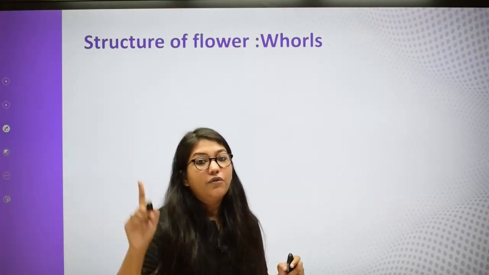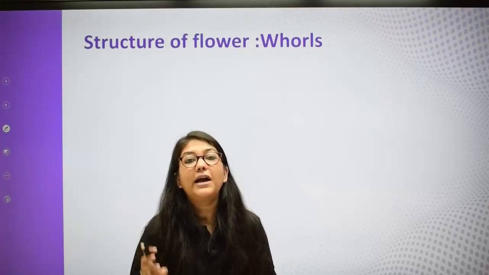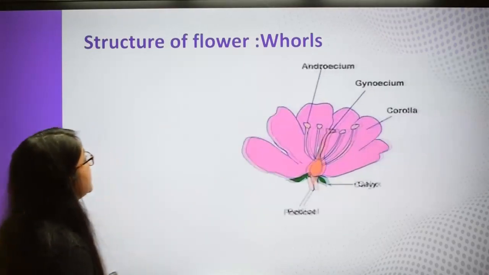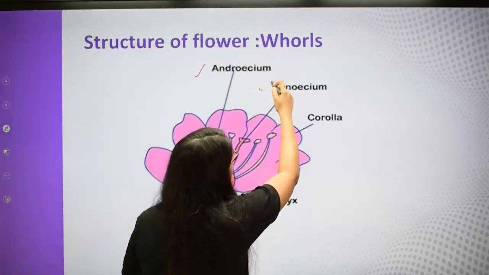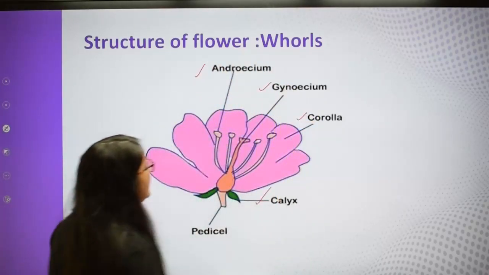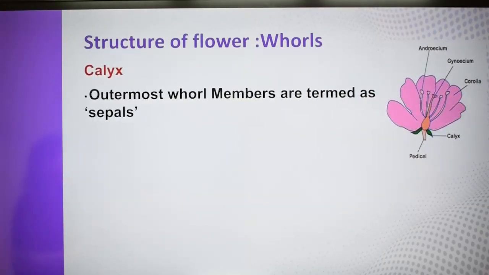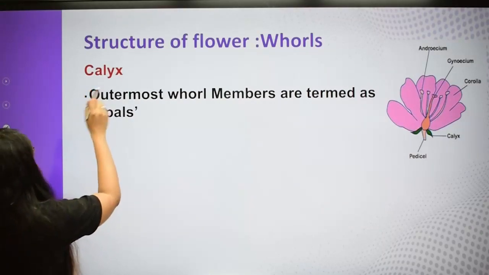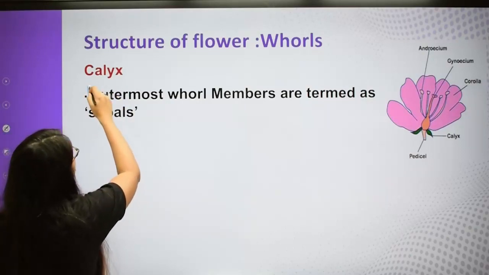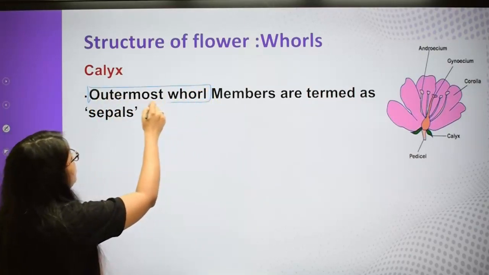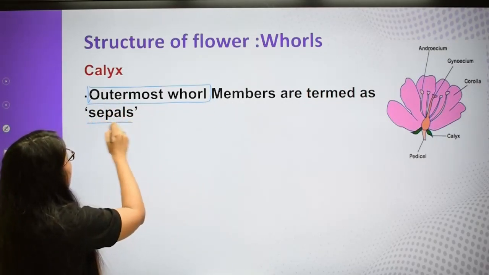Okay. Now, moving further, the structure of the flower, the whorls, right? Very important. From the beginning, I have been repeating the terms whorls, the calyx, corolla, androecium and gynoecium. Now see here, right? See, these are the whorls, androecium, gynoecium, corolla and calyx. So now let's talk about them one by one. Calyx, what is calyx? Outermost whorl, very important. Outermost whorl, इस पे भी question आता है. Outermost whorl and the members are termed as sepals.